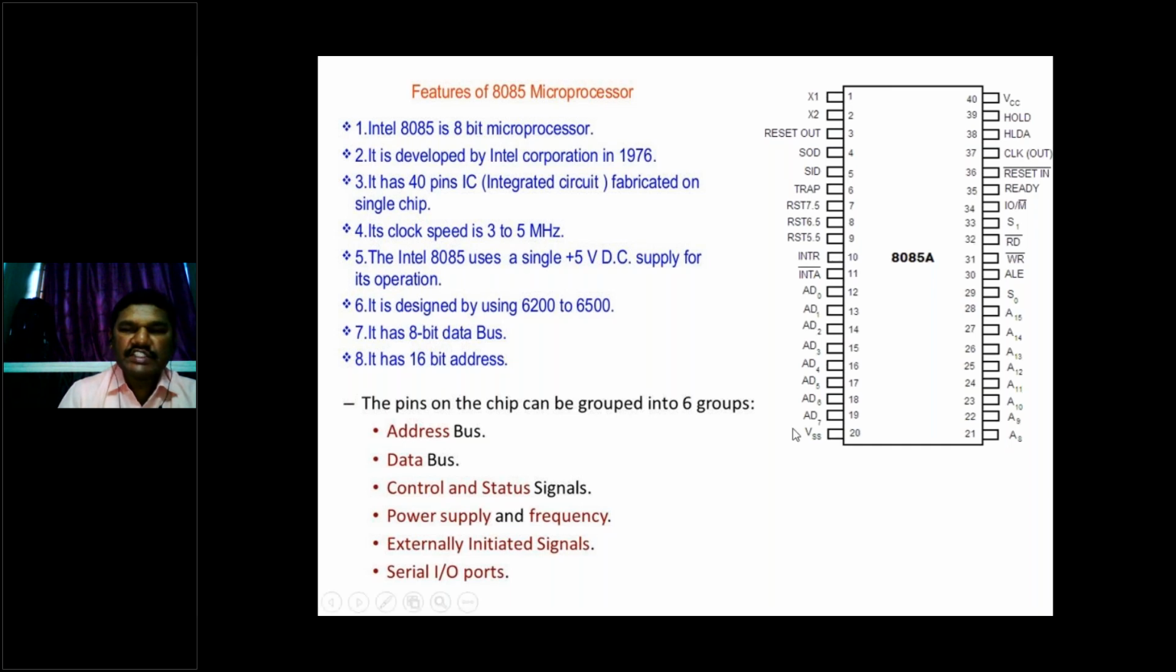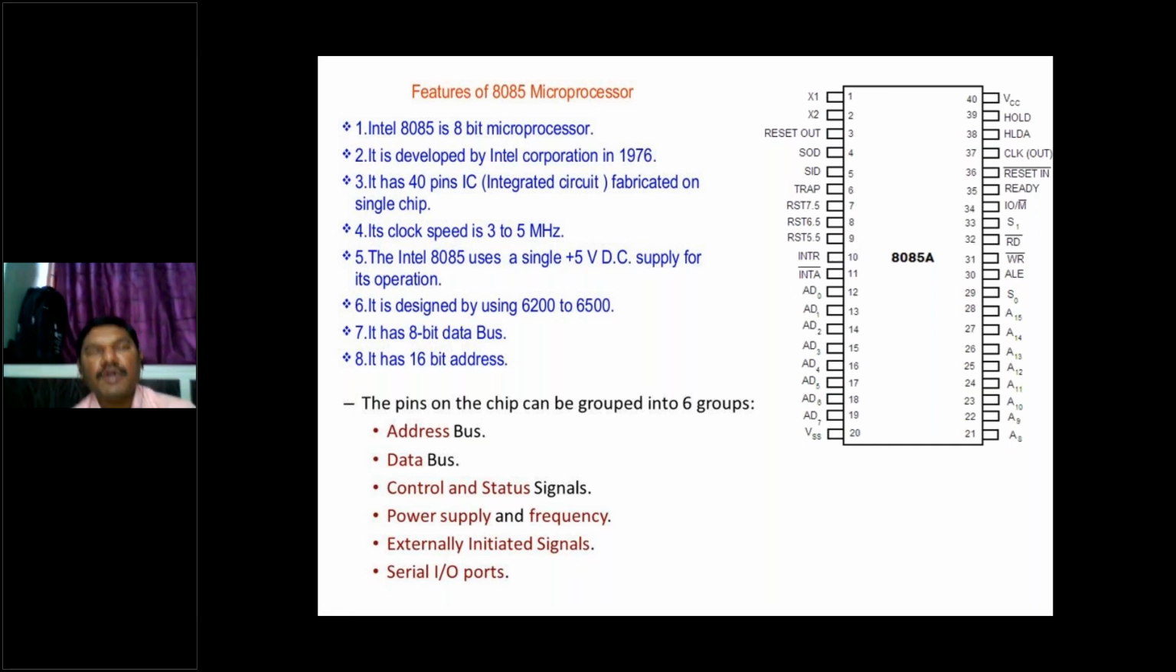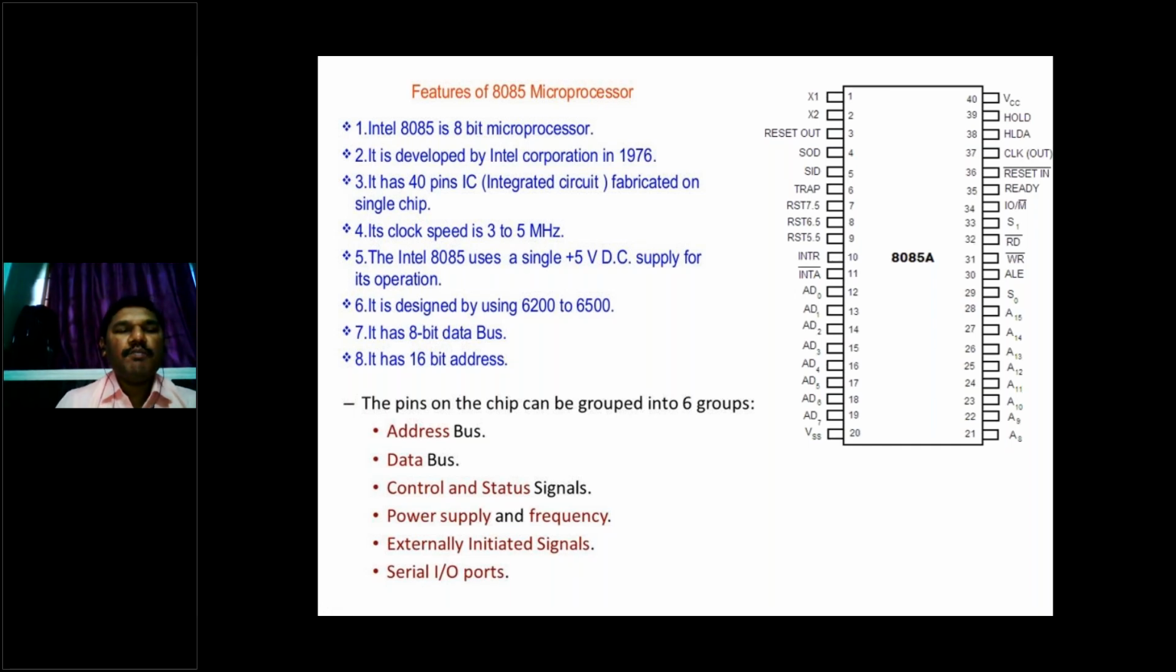And the pins are categorized into 6 different types: address bus pins, data bus pins, control and status signals, power supply and frequency signals, externally initiated signals, and serial IO ports, right? These are all different types of pin categorization on the 8085 pin diagram, and these are all different features of the 8085 microprocessor.